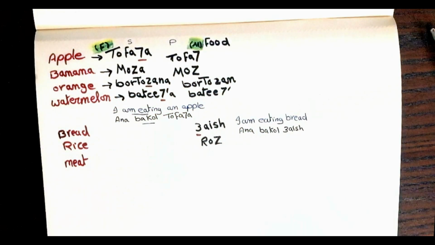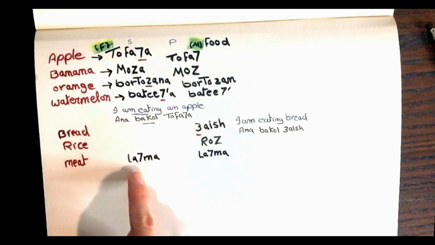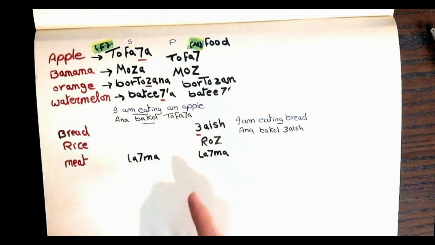And for meat we say lahma. This word can either be singular or plural. So I'm going to write it on both columns. This can either mean one piece of meat or a lot of meat.